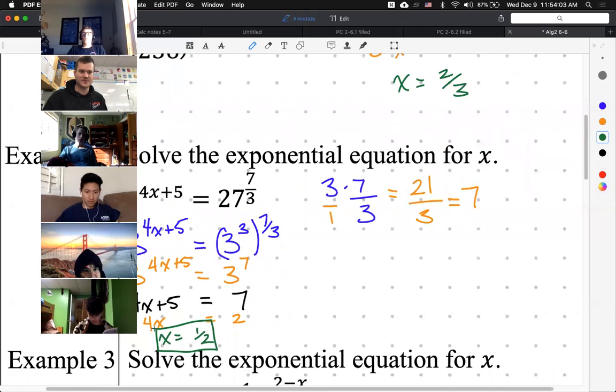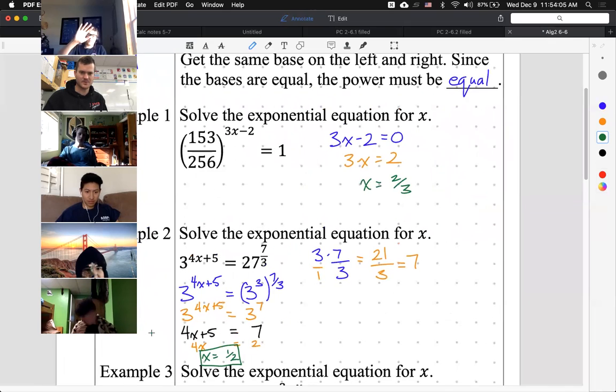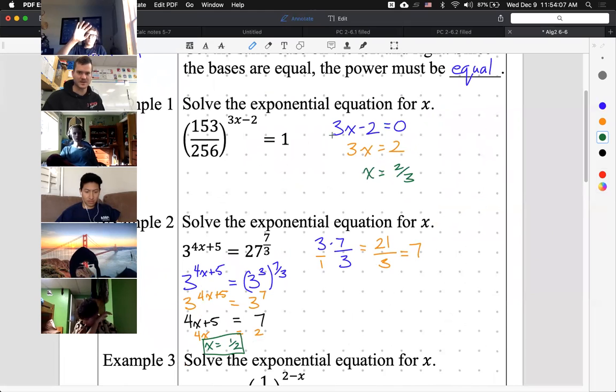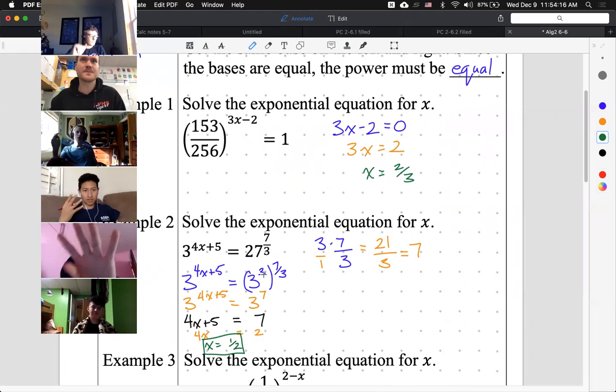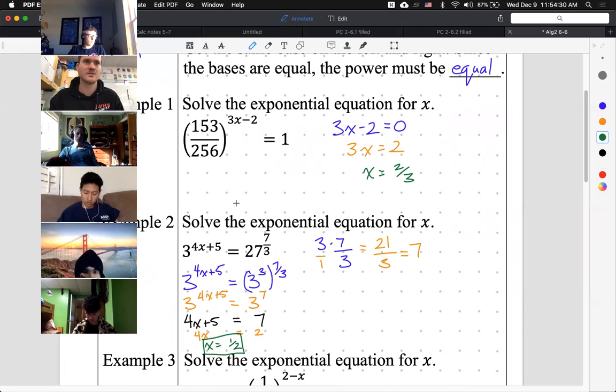Give me a fist of 5 on these first 2 examples. How well do you follow me? The first one was the first trick, setting the exponent to 0. The second one was the second trick, just make sure the same bases and then set the exponents equal to each other. Sergio's at a 4, Wyatt's at a 5, Andres is 5, Jose 4, Charles 4, Cohen 4. Jade, Jenny, Josie, Fern. What are we at? 4 for Jenny, Fern 4, Jade 4, Josie.